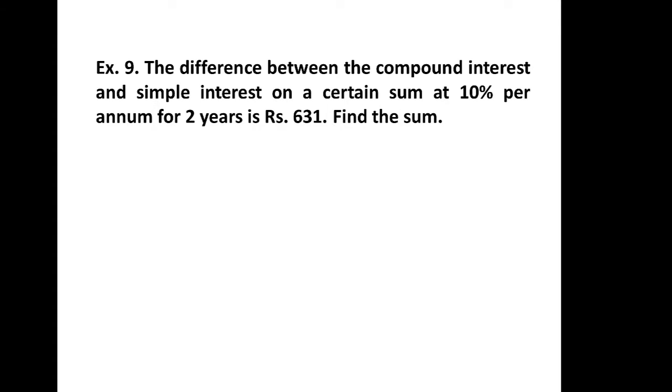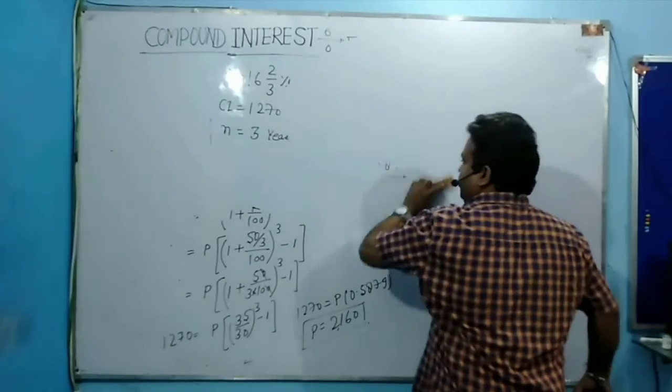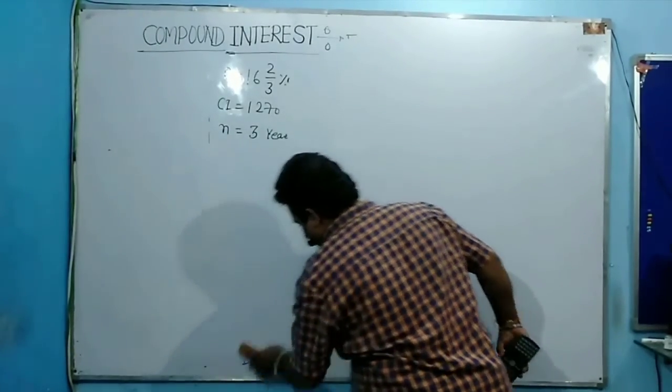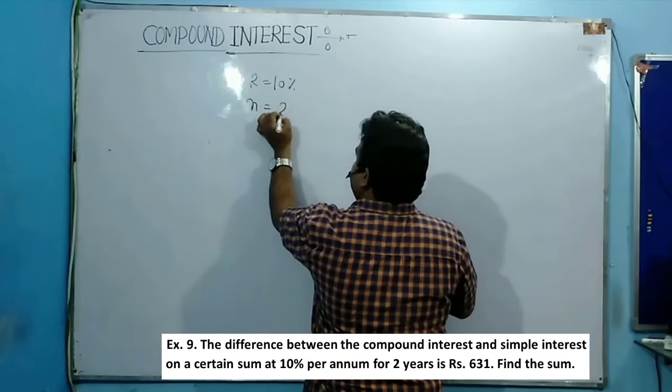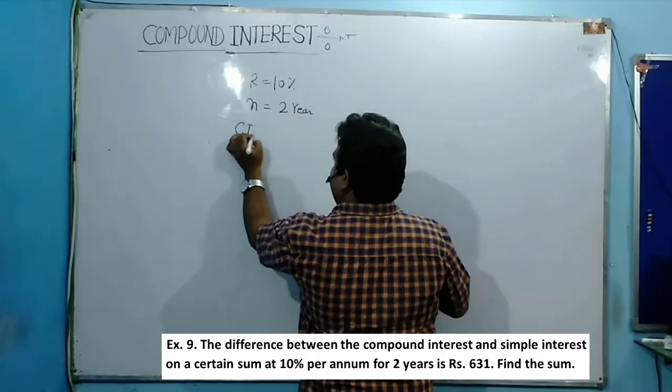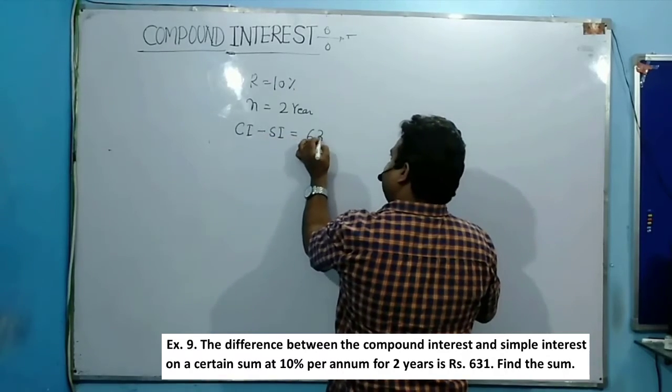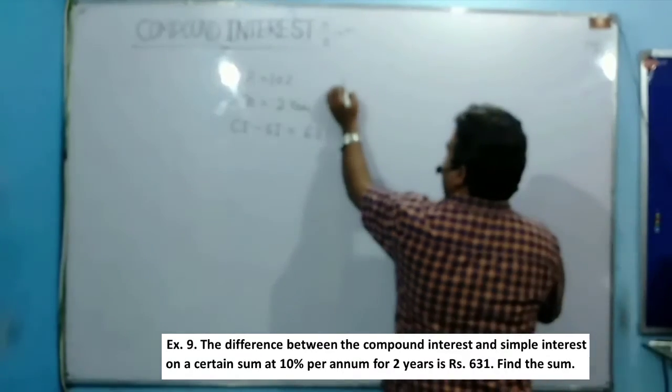Now I am moving to the next question. This question is: the difference between the compound interest and simple interest on a certain sum at 10% per annum for 2 years is rupees 631. Find the sum. Okay, so here this is a mixed problem of simple interest and compound interest. It says the difference between compound interest and simple interest for 2 years at 10% rate is 631. First I am going to write what data is given to you. So n value is 2 years, and one more thing given to you: compound interest minus simple interest value is 631. You need to calculate P.